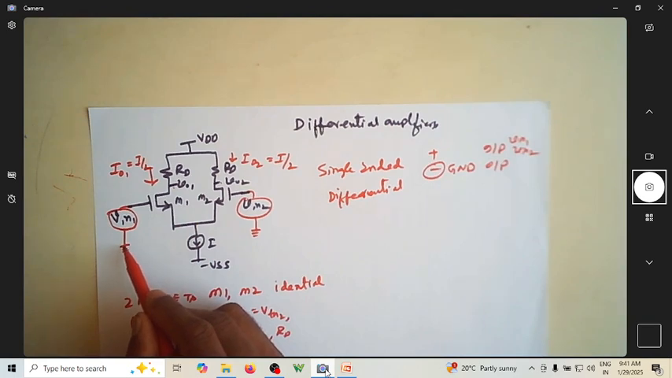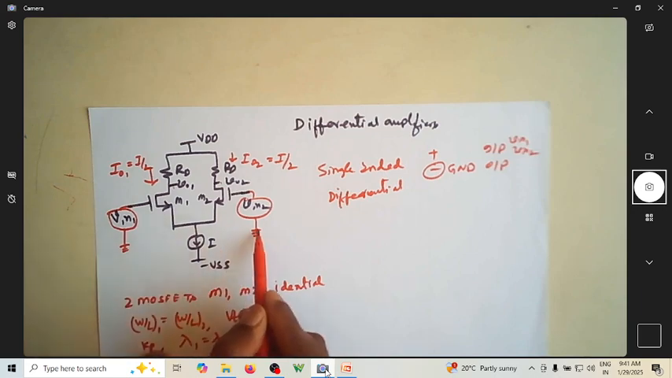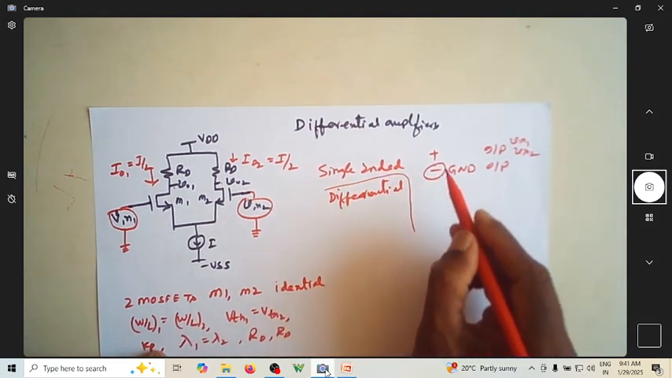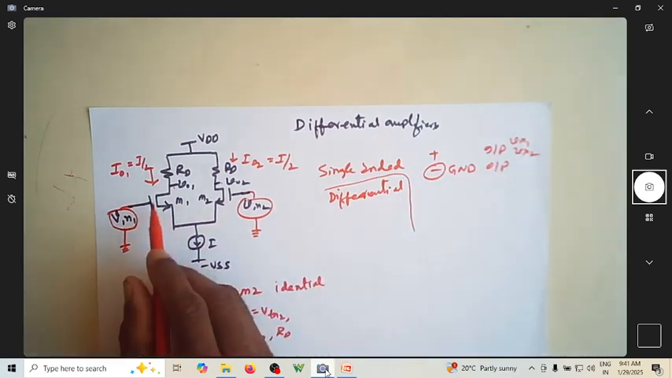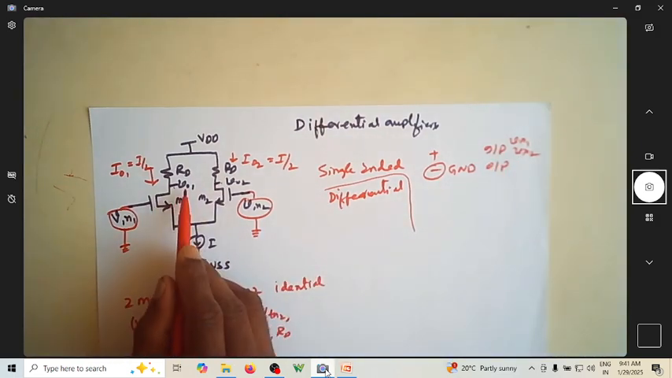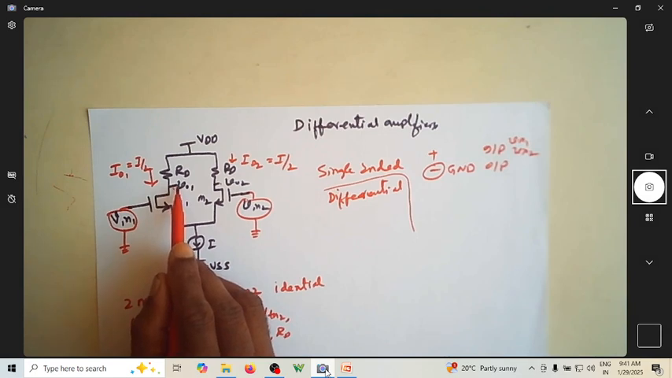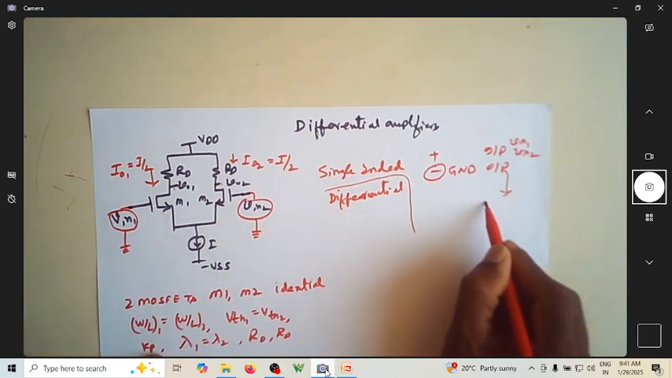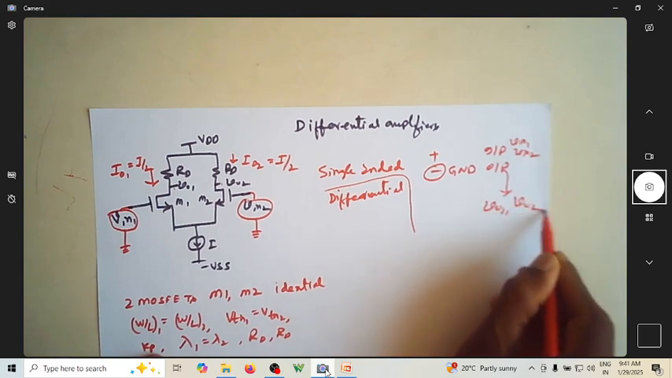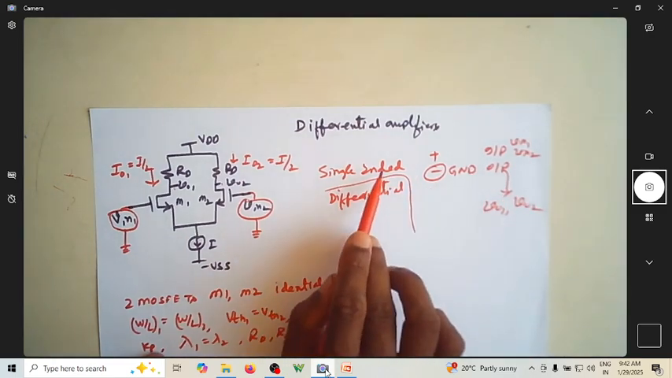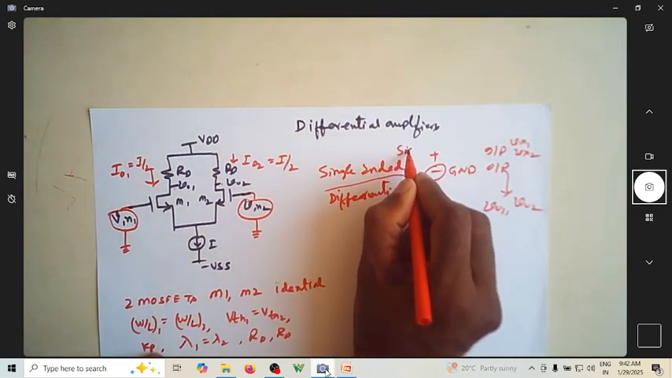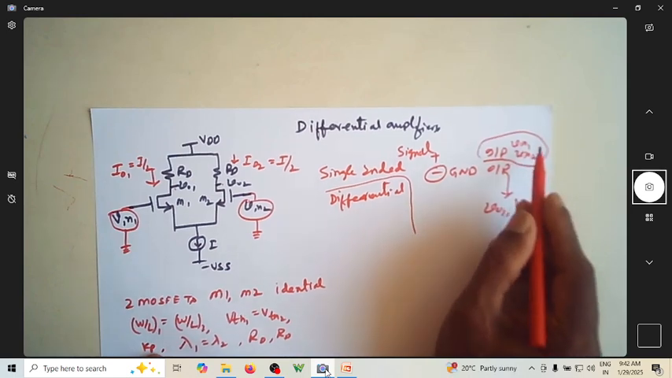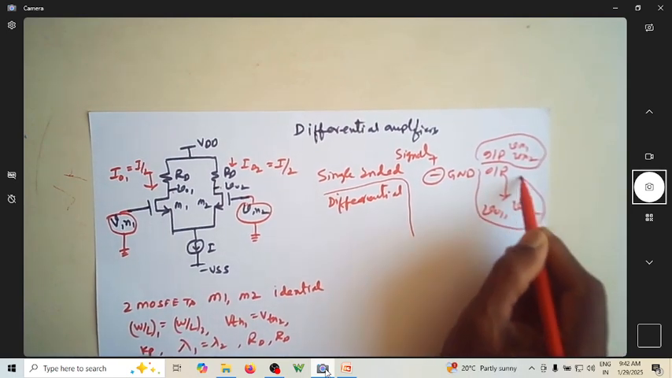Since the reference is ground, the two single-ended inputs are V in 1 and V in 2, because you are applying the input voltage with respect to ground. Similarly, you have V01 and V02. Again, you are measuring the output voltage V01 with respect to ground, and V02 with respect to ground. The two single-ended outputs are V01 and V02. That's what you mean by single-ended signal. That signal can be input or output. So we have identified which are the two single-ended inputs and which are the two single-ended outputs.